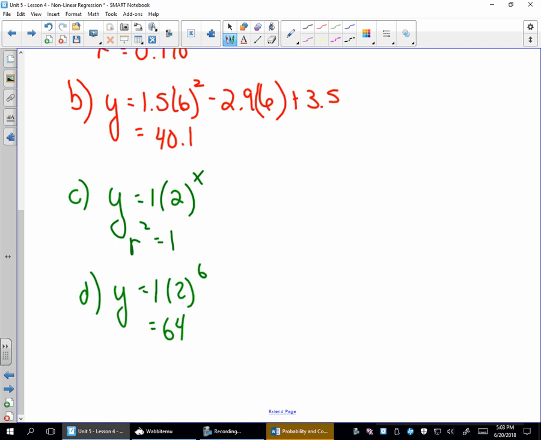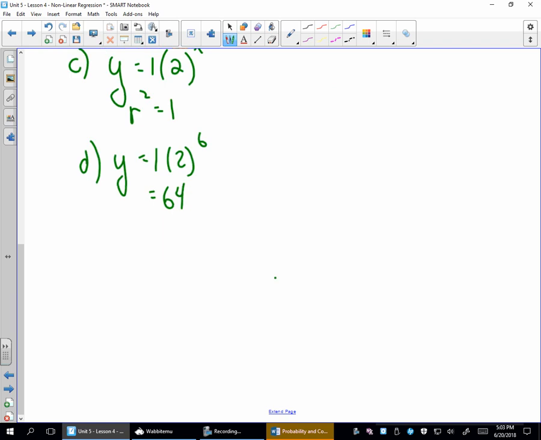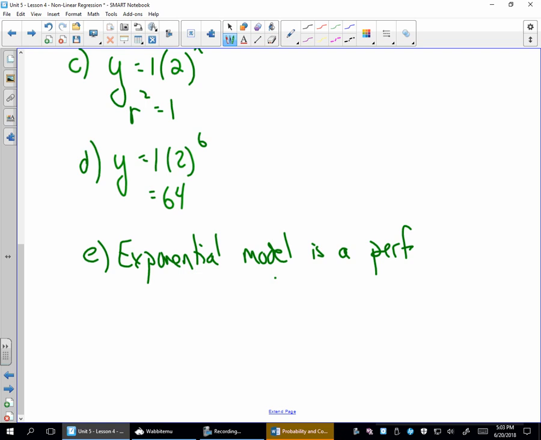Okay, which of these is more appropriate? Part E is asking. Well, obviously the exponential model is a perfect fit, both based on the r squared value, and what we know about how the data is shaped. It's doubling each time. That I need twice as many players for each succeeding round.